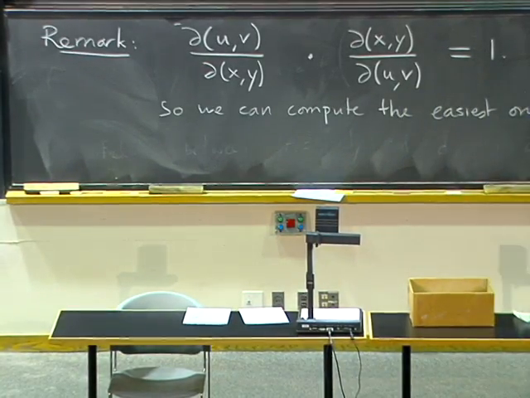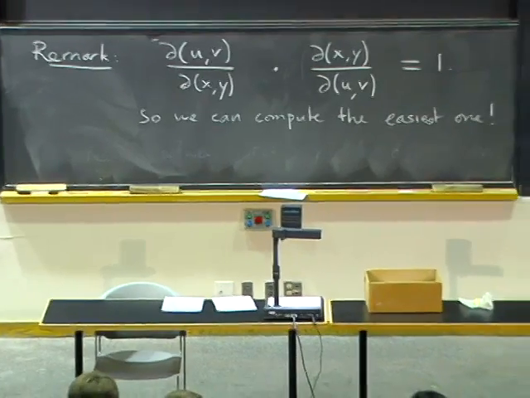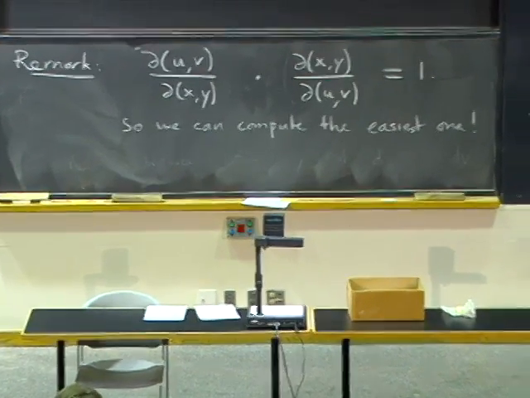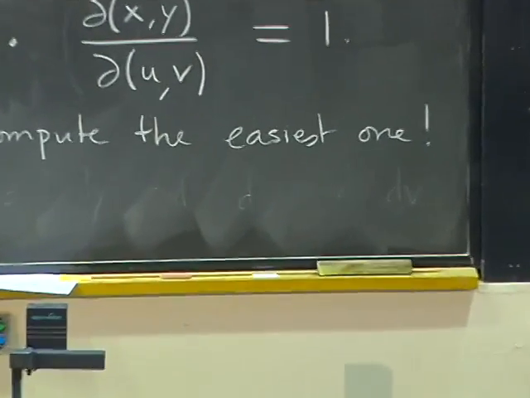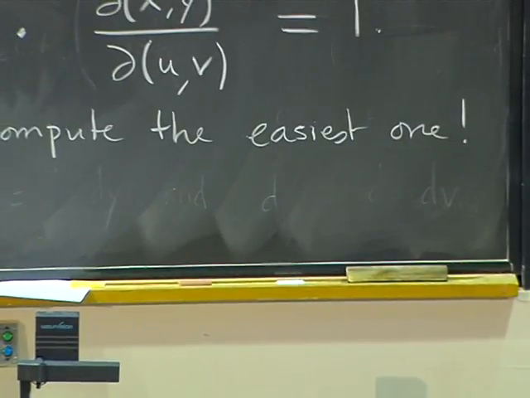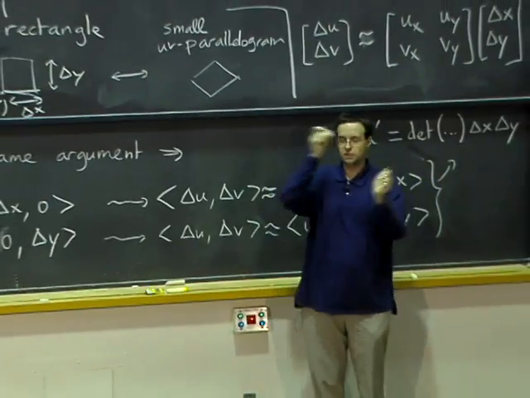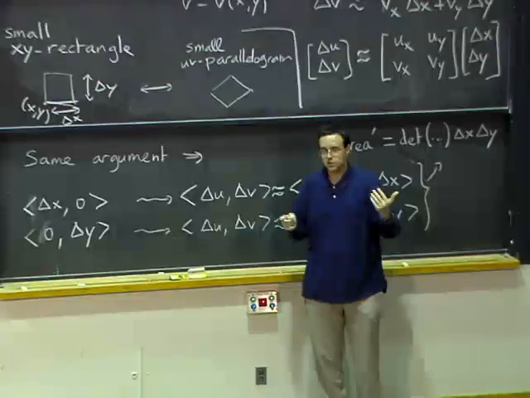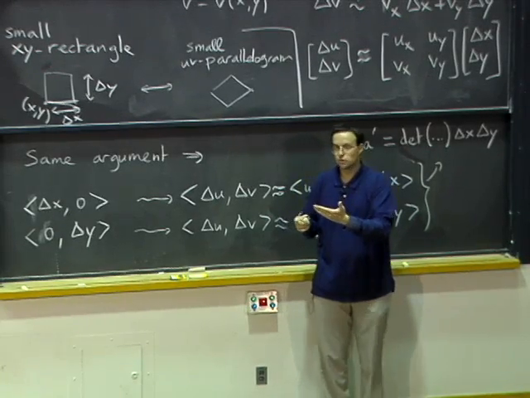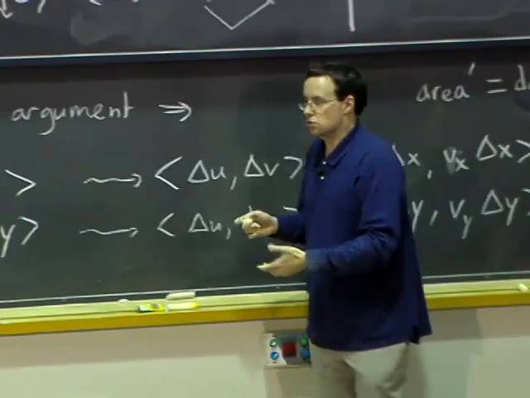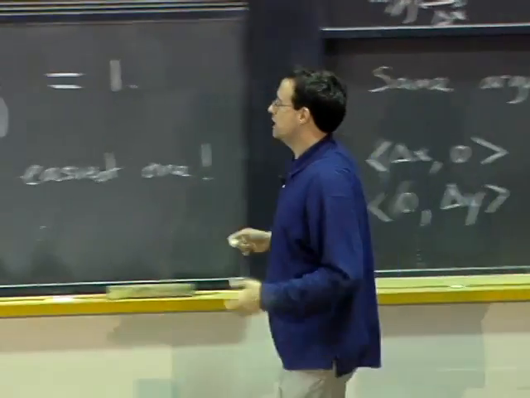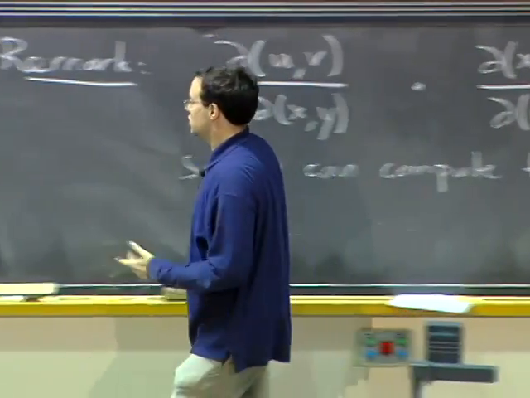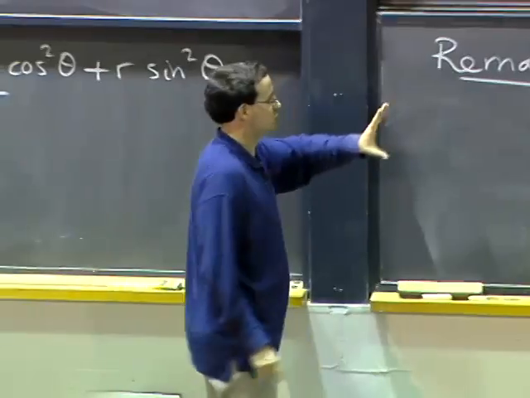And one way to see that is that we're looking at the determinants of these matrices that tell us the relation between the variables. If one of them tells you how delta u, delta v relate to delta x, delta y, the other one does the opposite thing, so they're inverse matrices. And the determinant of the inverse matrix is the inverse of the determinant. So they're really interchangeable. You can just compute whichever one is easiest.